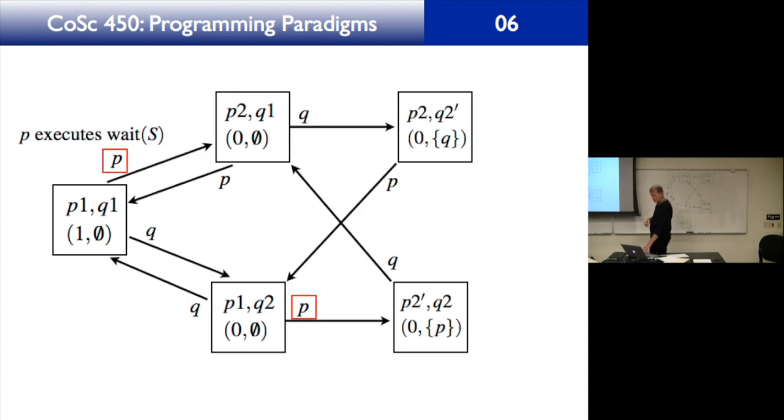So here it is. This is where P executes wait S. The only way P can execute wait S is if the state has a P1 and P is selected to execute. Do you see that? It's the start state where P can execute wait S. That's one place it can execute wait S. And the other place is in the state P1 Q2, where it goes from that one to the one to the right. Are you with me on that? Those are the two places where P can execute wait S: going from the state P1 Q1 1 empty to the state P2 Q1 0 empty, and from the state P1 Q2 0 empty to the state P2 prime Q2 with the state 0, when P is blocked.